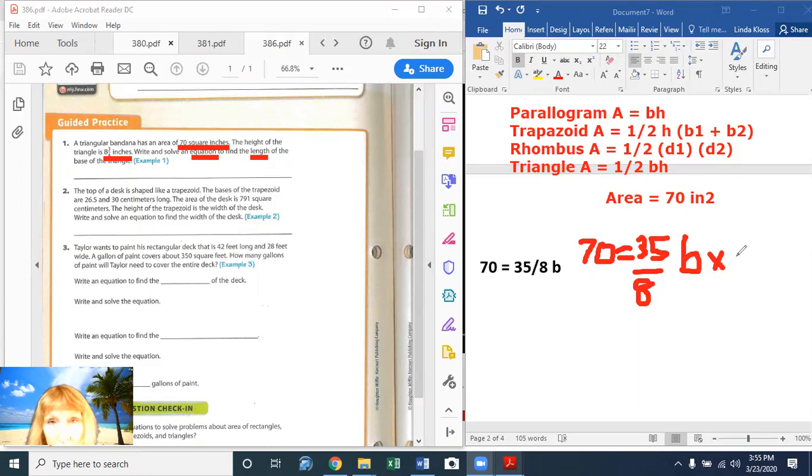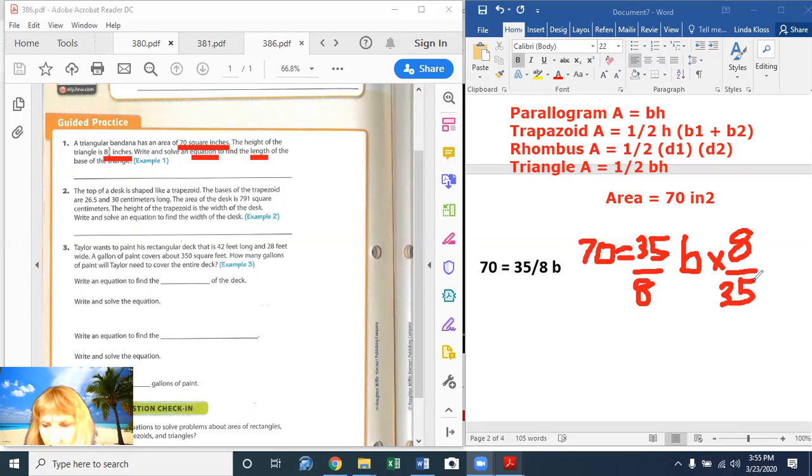So remember how to find the reciprocal? You take the bottom number and make it the top. So the 8 that's on the bottom is now going to be on the top. And you take the top number and make it the bottom. You basically flip it. So the 35 goes on the bottom.